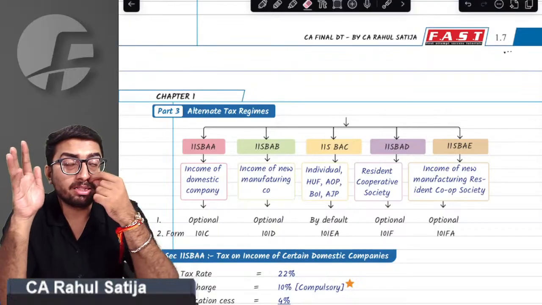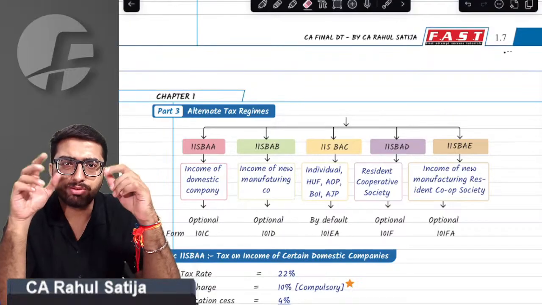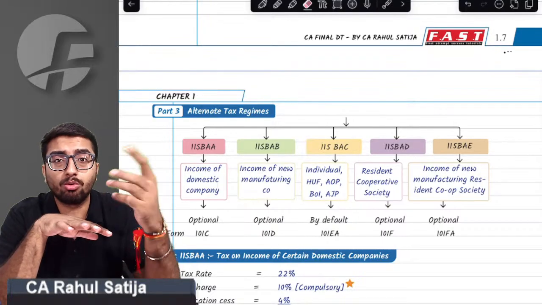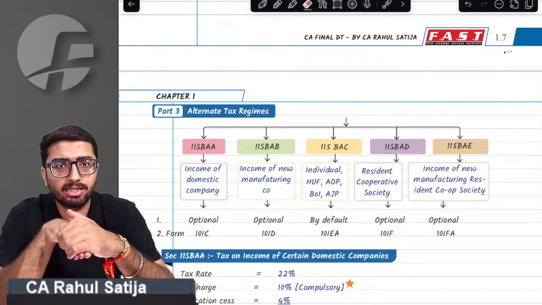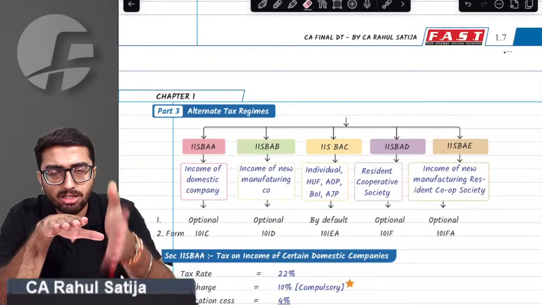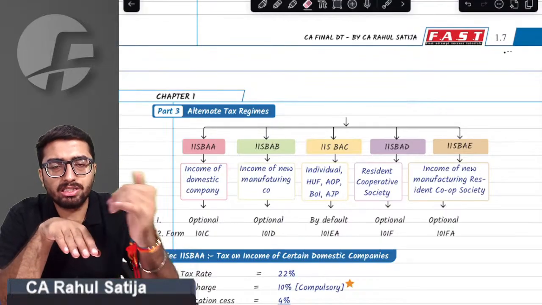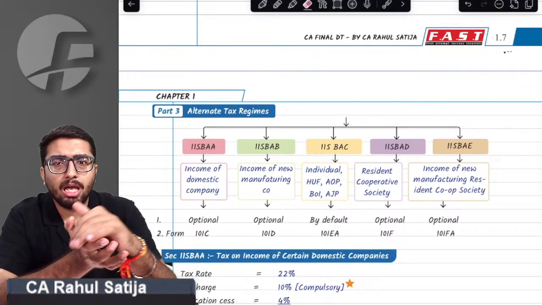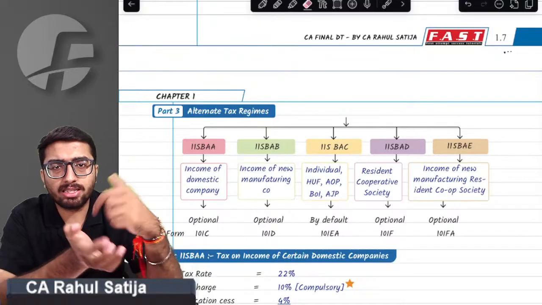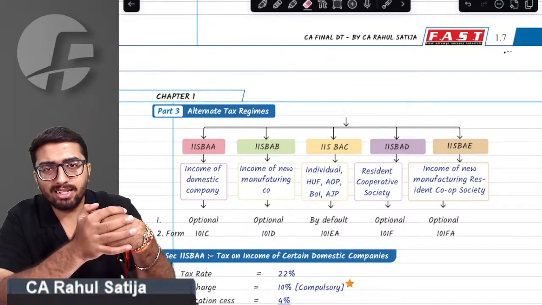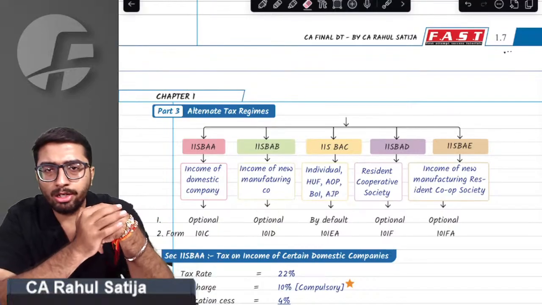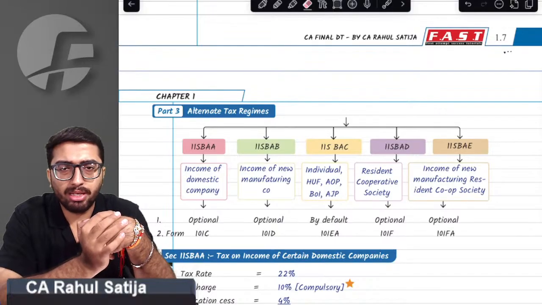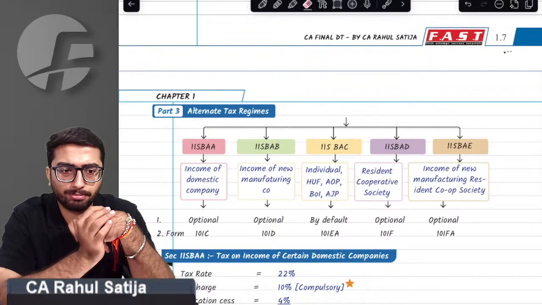Sir, what did we start with? We started off with the general tax rate of an individual. Then we came on to firm, then cooperative, then company. So these were the general tax rates. Instead of opting for general tax rates on general income, people can opt for alternate tax rates on general income. Sir, what are these alternate tax rates? These alternate tax rates, also called the new tax regime, fall under 115 BAA, BAB, BAC, BAD, and BAE.